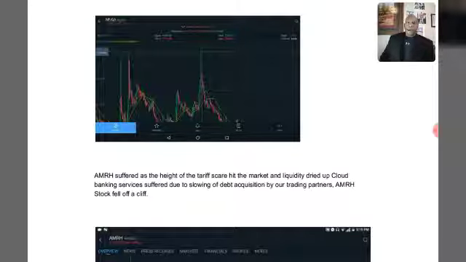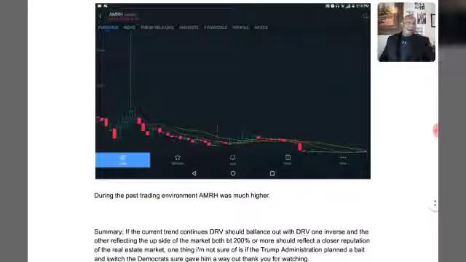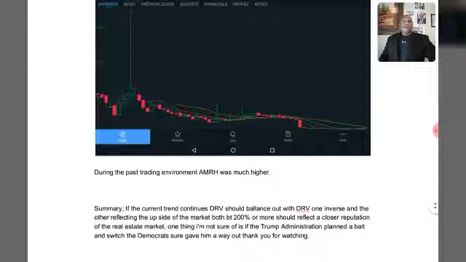AMRH suffered at the height of the tariff scare. When market liquidity dried up, cloud banking services suffered due to a slowing of debt acquisition by our trading partners. AMRH stock basically fell off a cliff. I hold these holdings. I'm long on them because I know that I get into political things on the show, and I know they have a factor in trading. So I'm poised for things to change. During the past trading environment, AMRH was much higher.